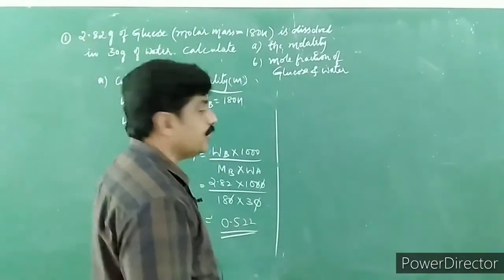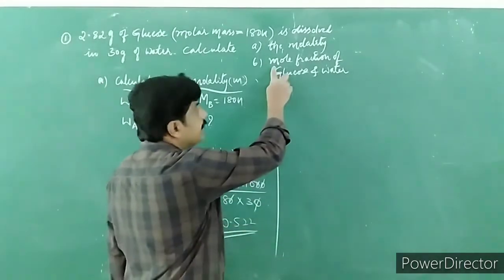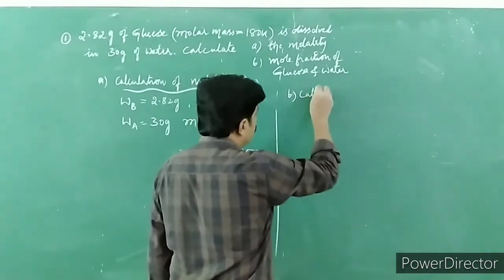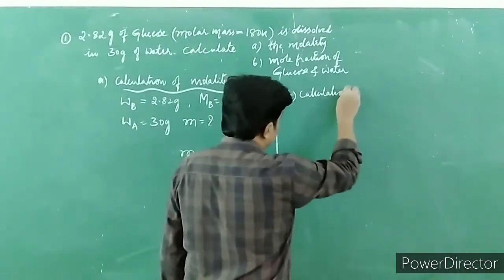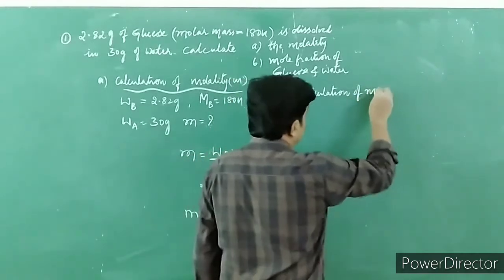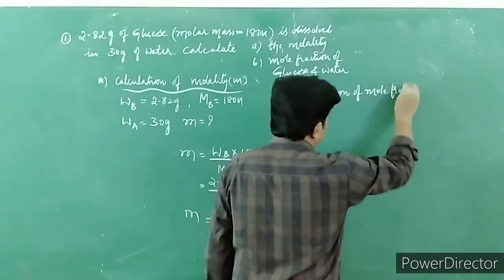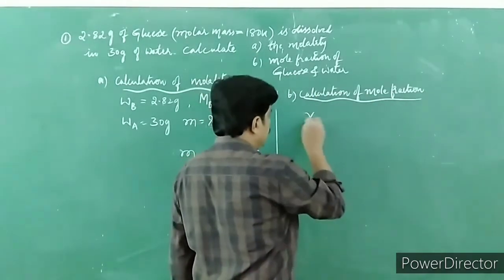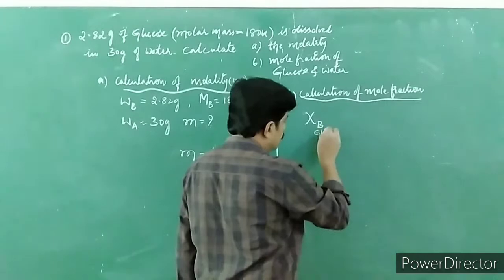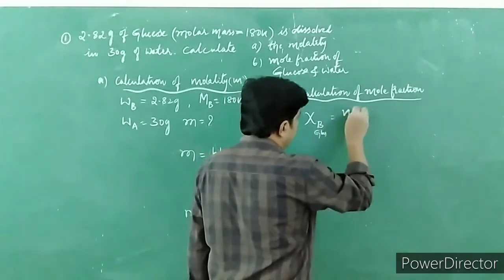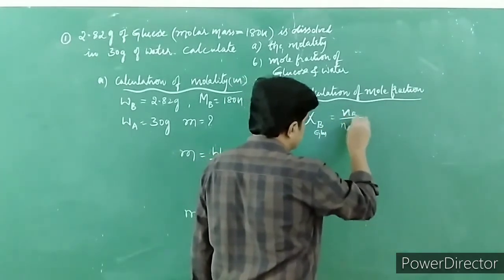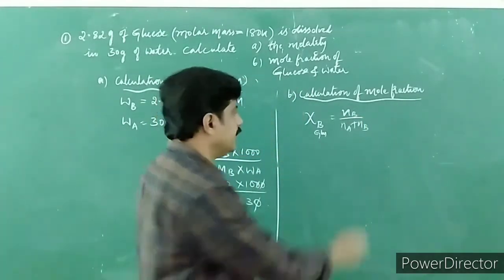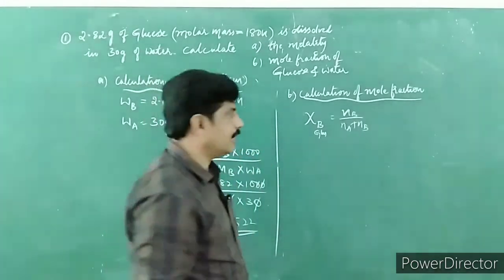The second part of this numerical is finding the mole fraction of glucose and water. Calculation of mole fraction of glucose and water. Look at here, XB, this is for what? Glucose, is it not? NB upon NA plus NB. What is NB here? Number of moles of glucose. NA is number of moles of water.